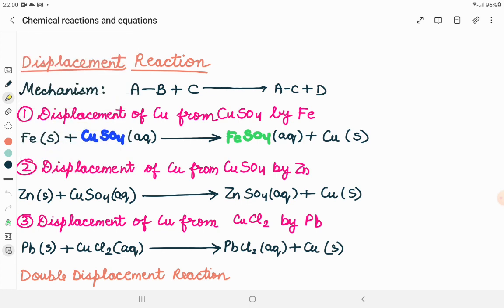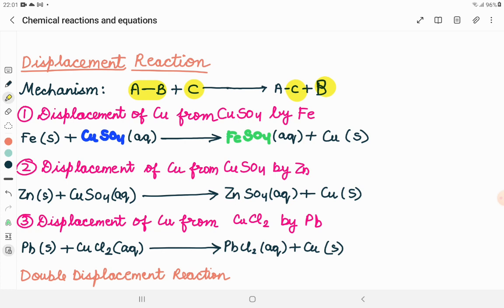So see, first of all, we should see the mechanism of displacement reaction. We know in displacement reaction only a single thing will get displaced. For example, here it is not D, it is B. So here, for example, if B was combined with A, now what will happen? After that, this C will attack, and as a result this C will join here, but this B will get separated. So this is a simple form of the displacement reaction.